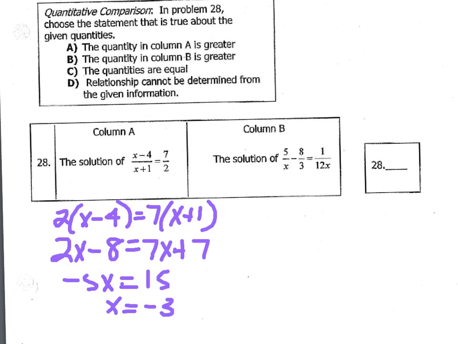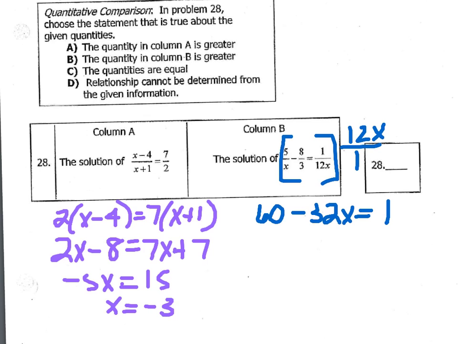I get x equals negative 3. When I plug that back in, it makes our denominator negative 2, which is okay. So now I'm going to look at our second problem. Our second problem is a little bit tougher. I'm going to multiply by the LCD, which is 12x. So when I distribute that to all three of those, I get 60 minus 32x equals 1.